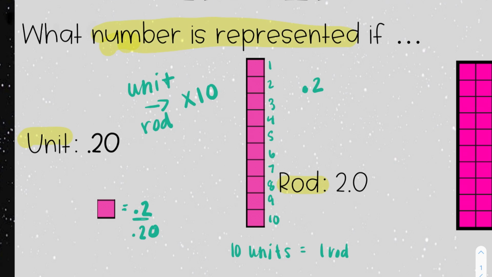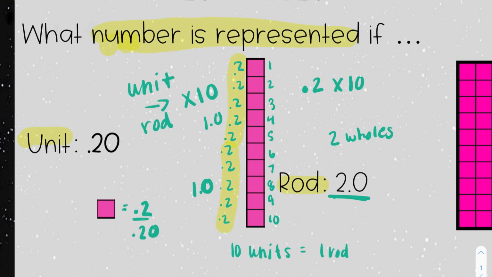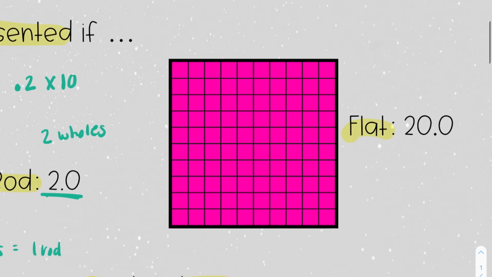Because a rod is 10 times greater than a unit, I could do 2 tenths times 10, or what we've done in fourth grade is we've added decimals. So I could have 2 tenths 10 times. As you can see, I wrote that up the side of the rod to help me. So I have 2, 4, 6, 8, 10. Once I get to a 10, I have to regroup, so I know that that's equivalent to one whole. Then I have another 2, 4, 6, 8, 10, which would be another whole. So I know that this rod is going to represent 2 wholes. So like a 2 whole number, 2 in the ones place.